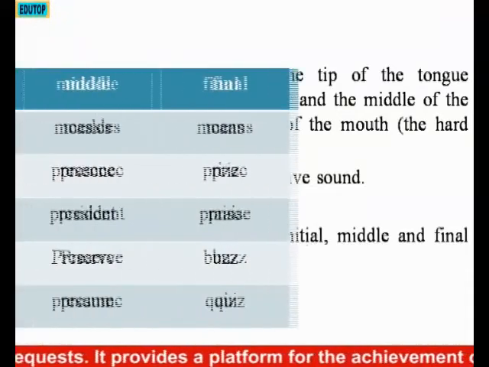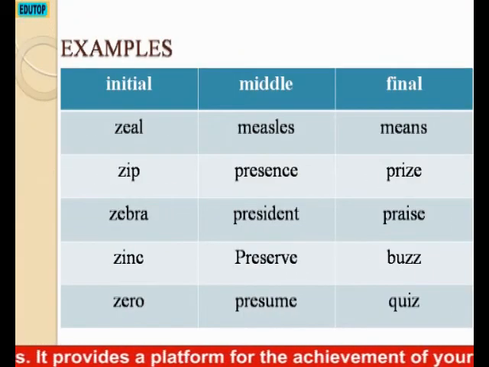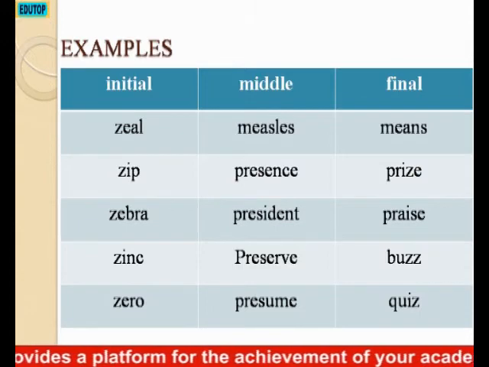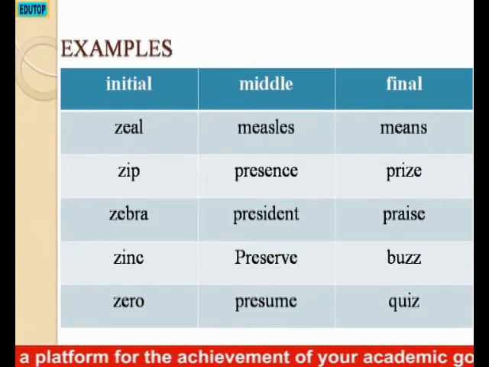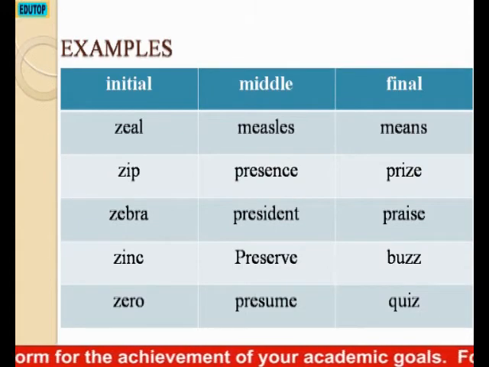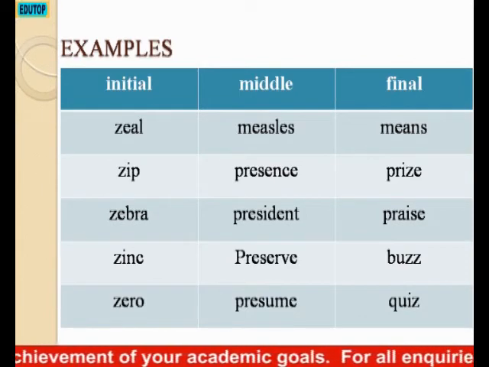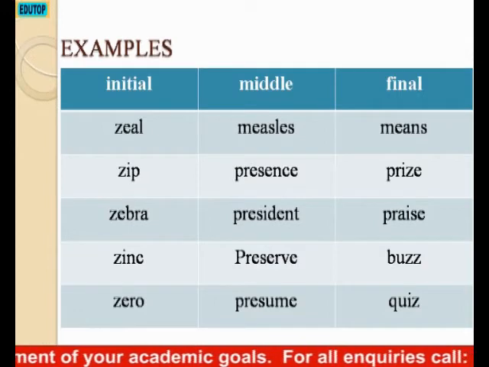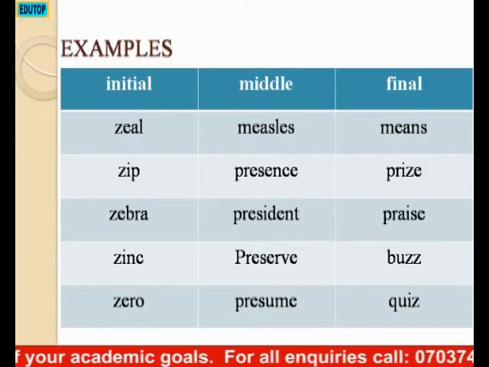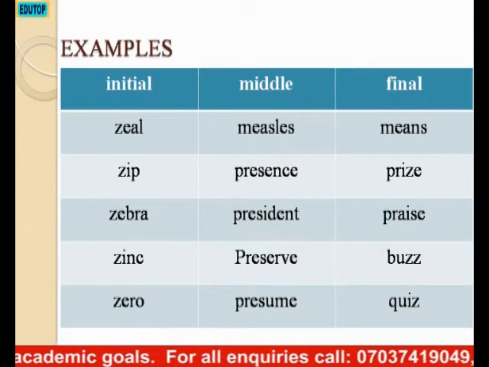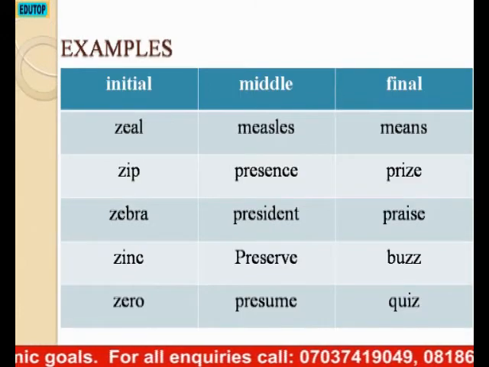Examples: zeal, zip, zebra, zinc, zero, measles, presence, president, preserve, presume, means, prize, praise, buzz, quiz, etc.